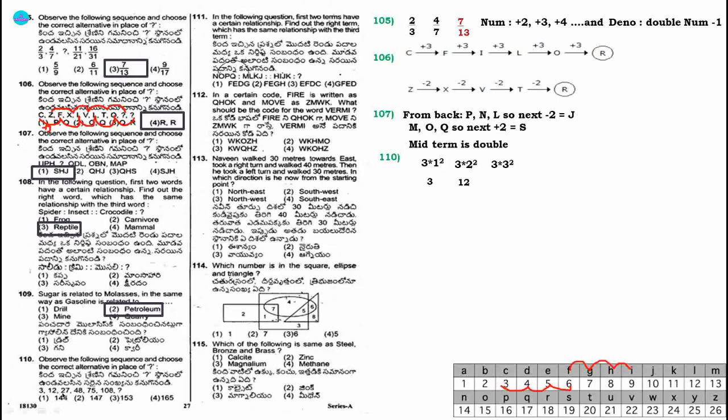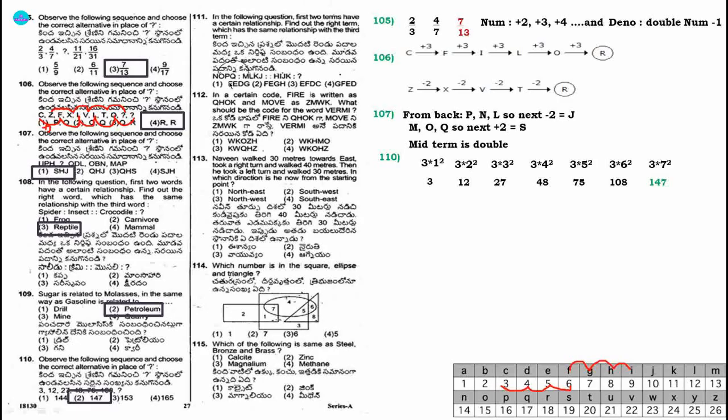3 into 3 square. So what we are doing for 3: 1 square, 2 square, 3 square and so on. So 3 into 4 square, 48. 3 into 5 square, 75. 3 into 6 square, 108. Similarly, 3 into 7 square will be the answer, that is 147. Option 2.